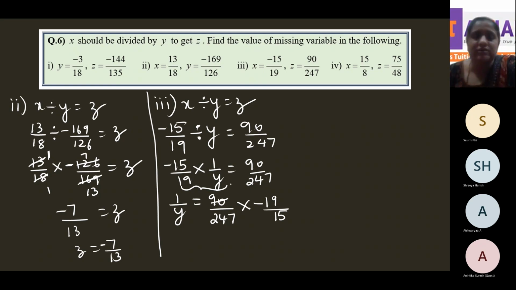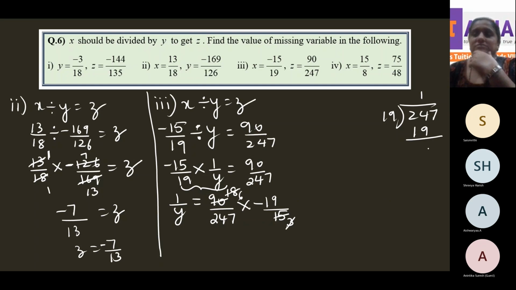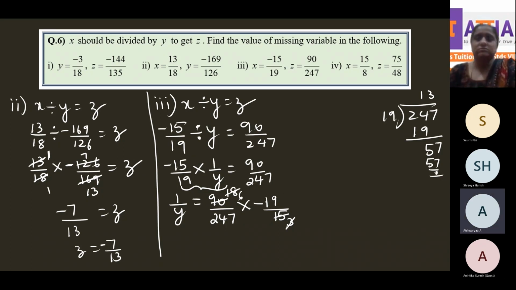So in the tables of 5, 18 times 5 3s are, 3 1s are 3, 6s are 18. And in the tables of 19 and 247, 19 ones are 19. I'm just checking if it's exactly divisible. So 19. Okay, so 5 and 7 comes down. 19 3 times 57. No, it's not. Wait, is it? Yeah, it is. Sorry. 19 ones are 19, 13 times.